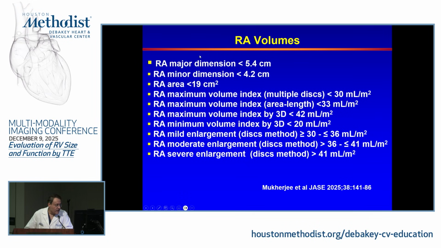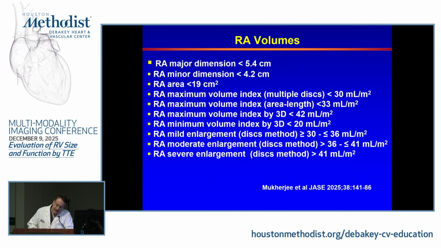Okay, these are the numbers we were talking about, and they are a lot. The ones that you need to memorize are the area and the maximum volume index. We use the multiple disc method more frequently as opposed to the area length method, and so less than 30 is normal, and 30 or above is abnormal, could be mild enlargement, up to 36 mL, more than 36, less than 41, that's moderate, more than 41 is severe.